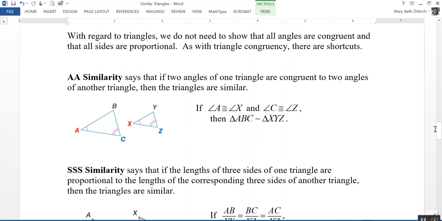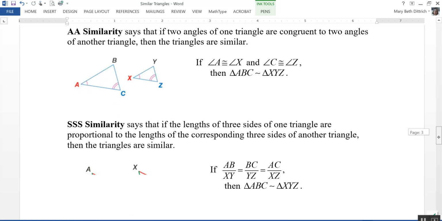With regard to triangles, we do not need to show that all the angles are congruent and that all the sides are proportional. As with triangle congruency, as we saw in topic 4, there are some shortcuts. The first one is the AA similarity. It says that if two angles of one triangle are congruent to two angles of another triangle, then the triangles are similar. So if angle A is congruent to angle X and angle C is congruent to angle Z, then triangle ABC is similar to triangle XYZ.